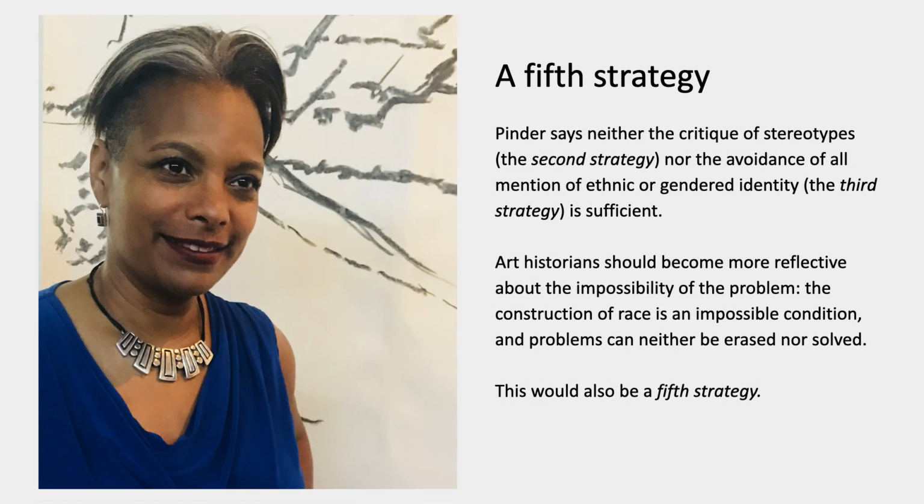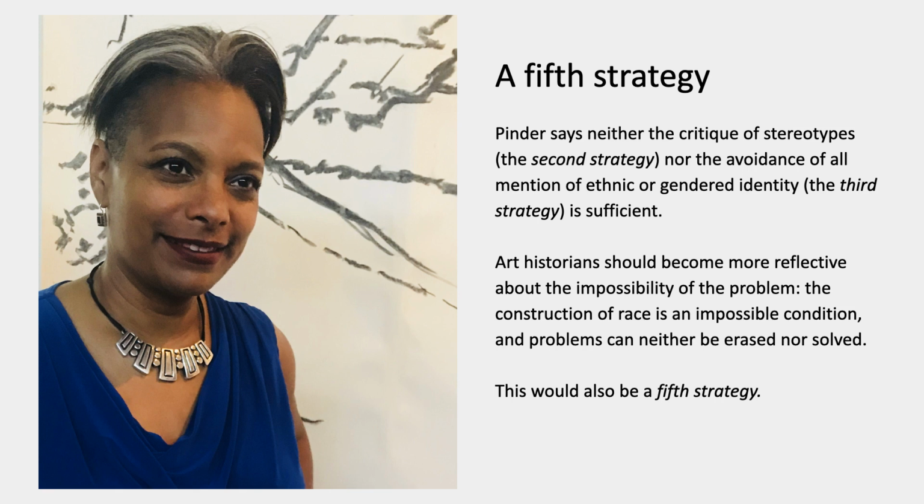Pinder says that neither the critique of stereotypes, that would be the second strategy, nor the avoidance of all mention of ethnic or gendered identity, that would be the third strategy, is sufficient. Art historians should become more reflective about the impossibility of the problem. The construction of race is an impossible condition, and problems can neither be erased nor solved. So this can be thought of as a fifth strategy.